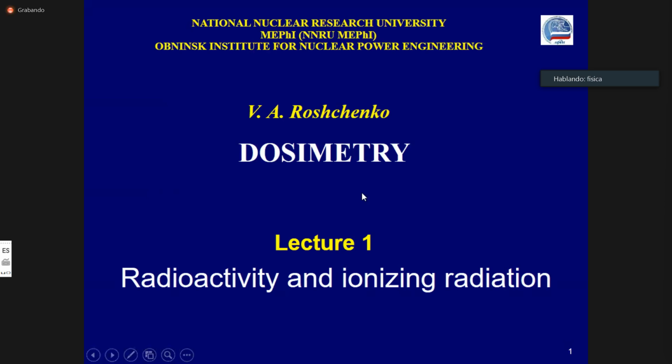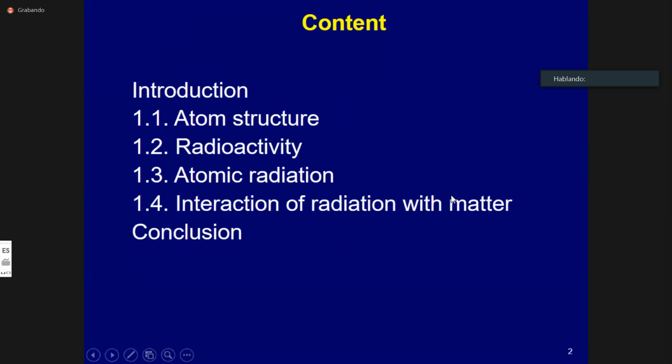What is atom? What is next? It's our program for first lecture. Atom structure, what is radioactivity, atomic radiation, and discuss some interaction of radiation with metals.